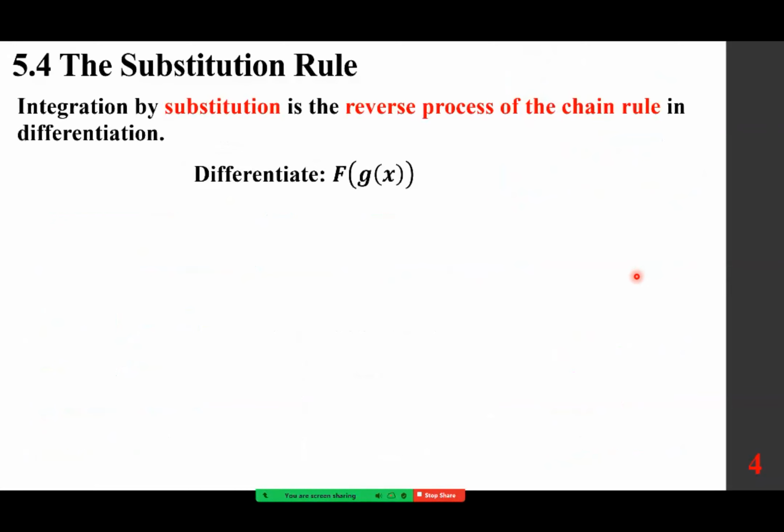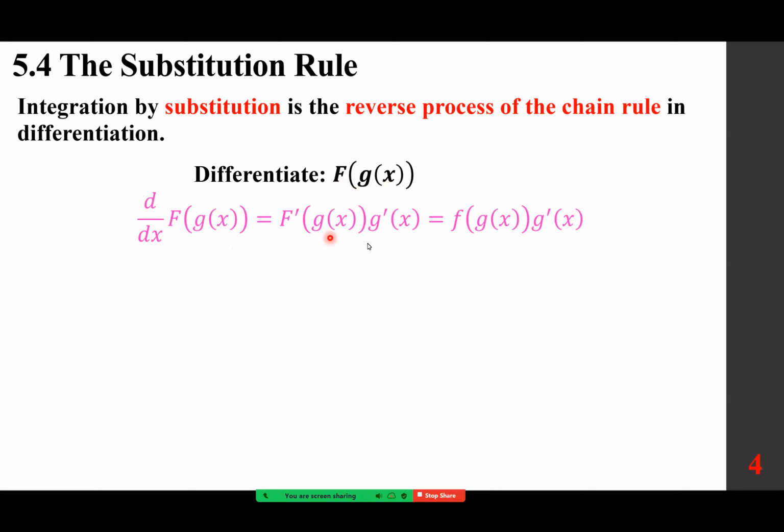Now we are going to get to the last part, the substitution rule. So I'm going to explain what a substitution rule is. In short, the substitution rule is the reverse process of the chain rule. We know how to differentiate this using the chain rule: capital F prime of g of x times g prime of x.